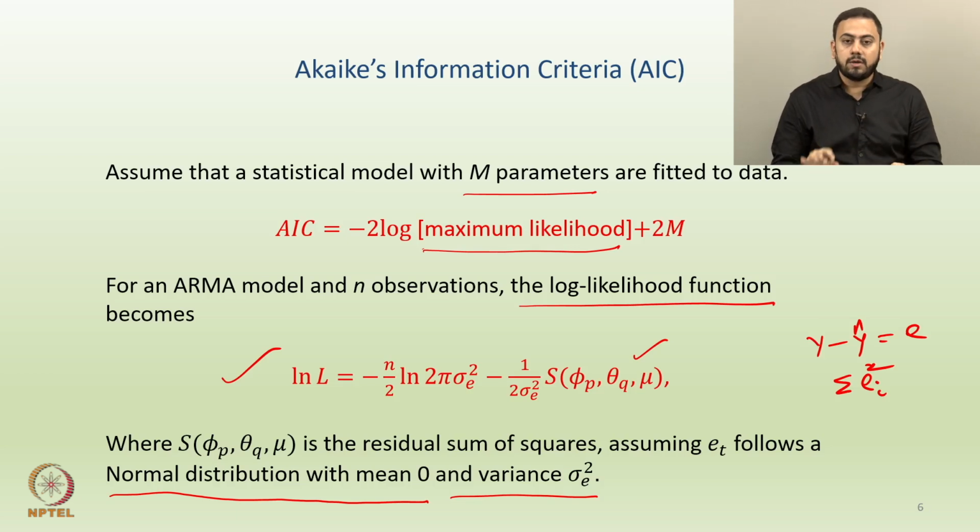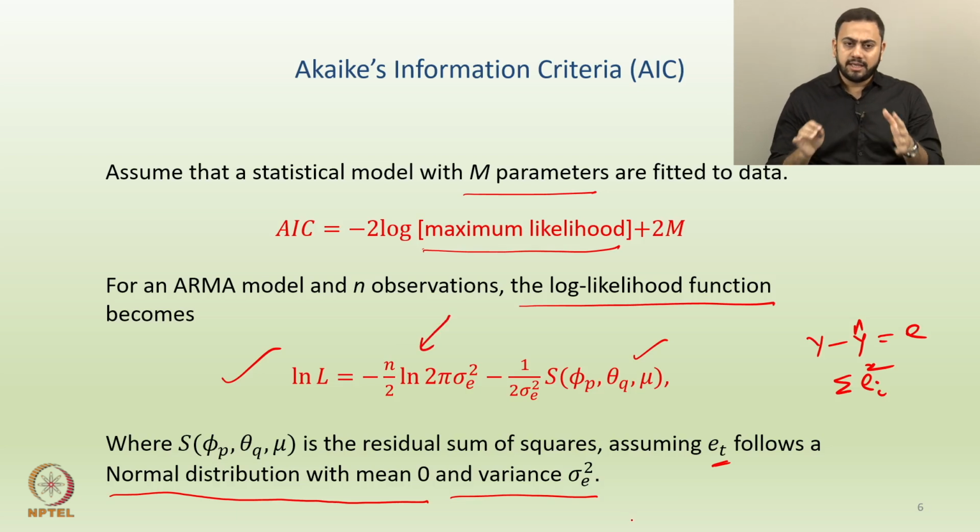And then generally speaking, all these assumptions are put on the residual or the random error that you have in the model, which according to our notation is ET. Okay? And since we are assuming a normal distribution with mean 0 and variance sigma square E, the first part that you see here in the log likelihood actually comes from the constant that you have in the normal density or the normal PDF.